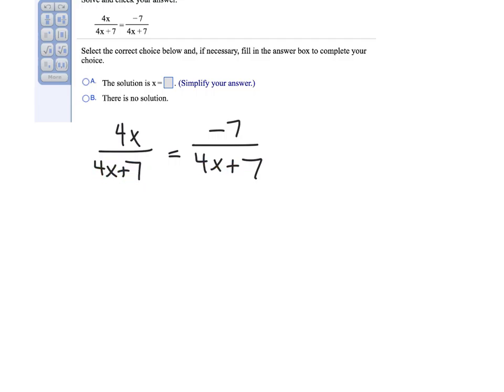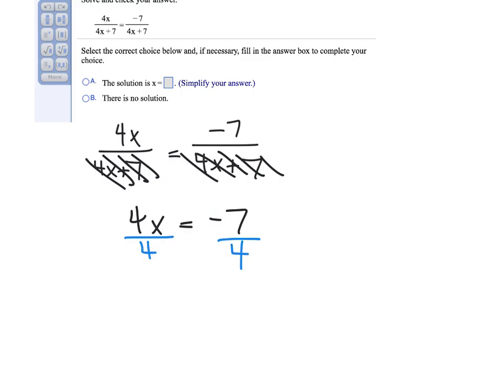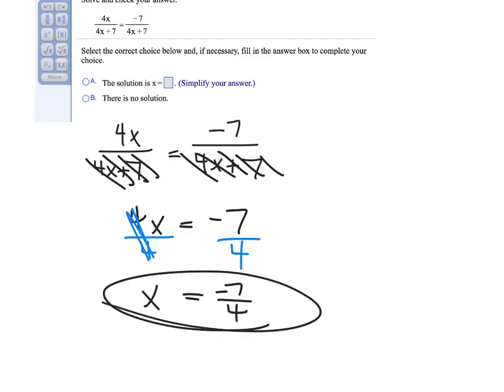When the denominators are the same, basically, that just means you can ignore the denominators and you immediately jump to 4x is equal to negative 7. You don't get to use that trick very often. So it's nice when you do get to use it. So we're going to divide both sides by 4. That makes the 4 go away. So you get x is equal to negative 7/4, and that is your answer.